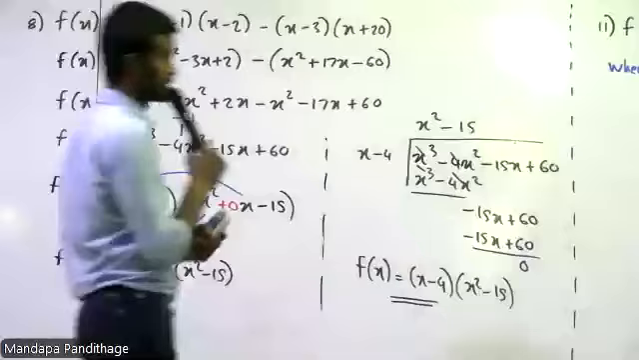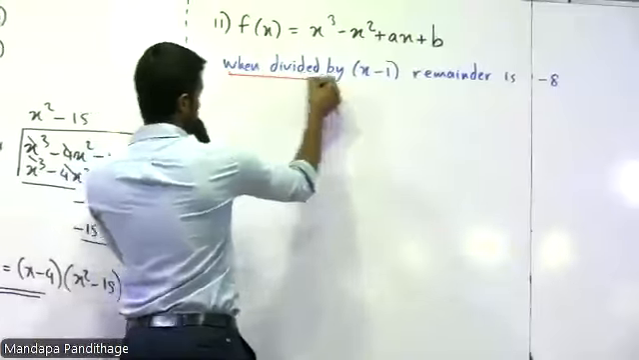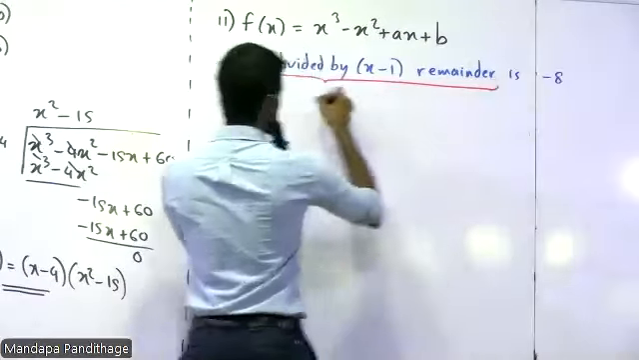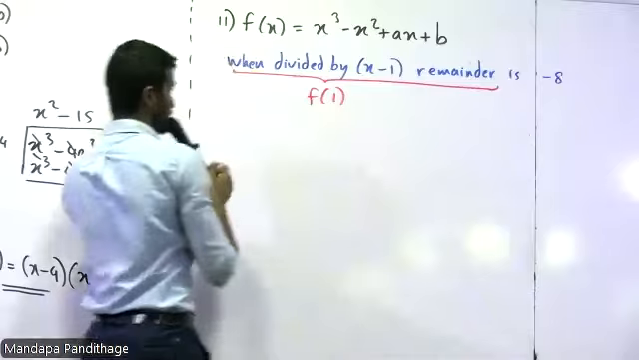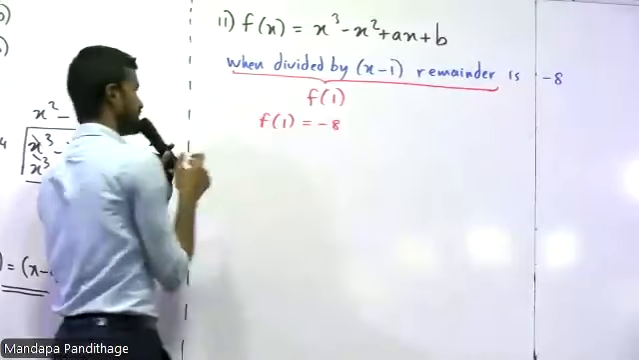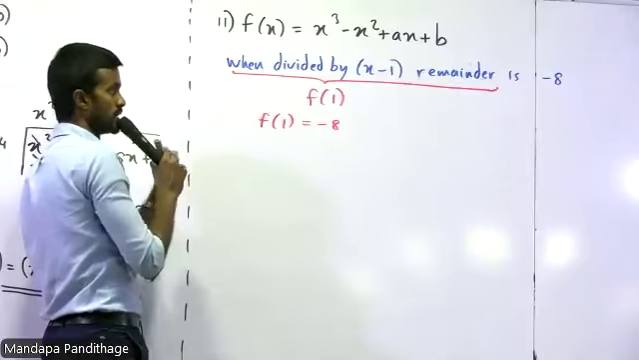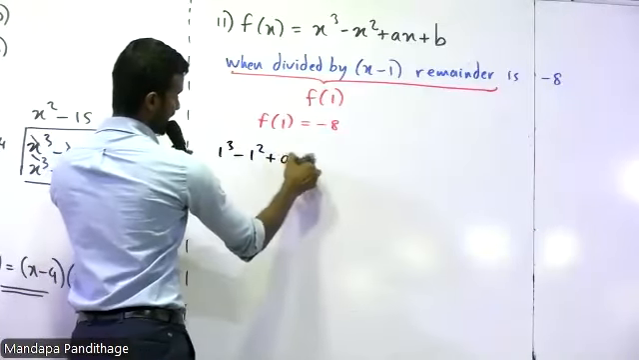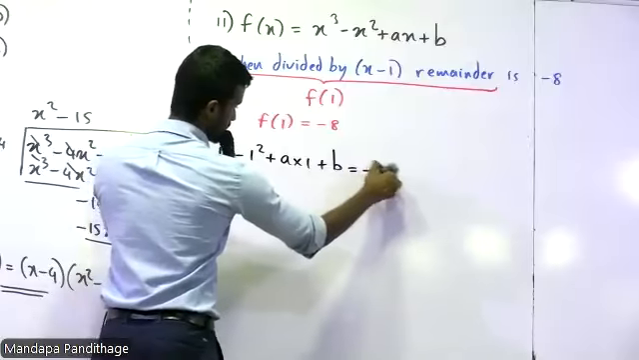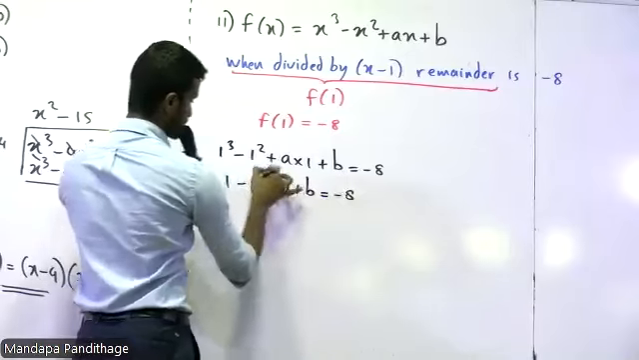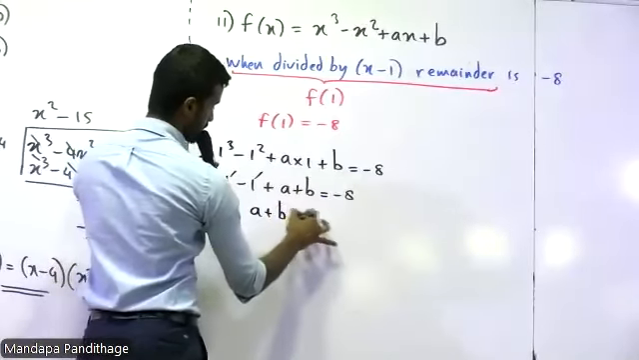Okay, first one, when divided by x minus 1, the remainder is minus 8. So the remainder theorem says when you divide by x minus 1, the remainder is f(1). So that is the remainder theorem. They have given the remainder is minus 8, which means we can write f(1) is equal to minus 8. So 1 cube minus 1 squared plus a into 1 plus b is equal to minus 8. 1 minus 1 plus a plus b is equal to minus 8, which means a plus b is equal to minus 8.